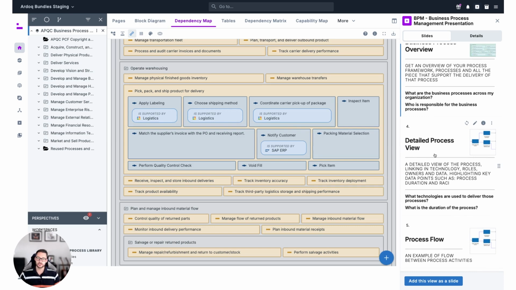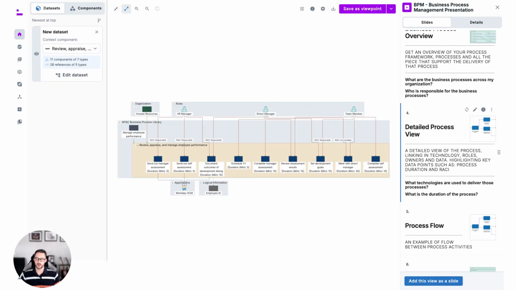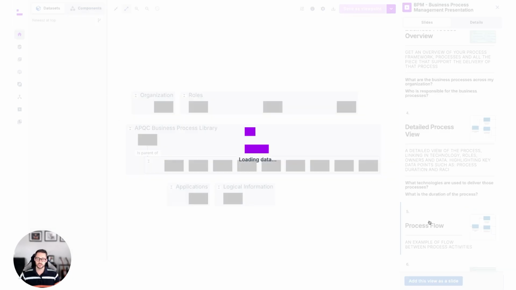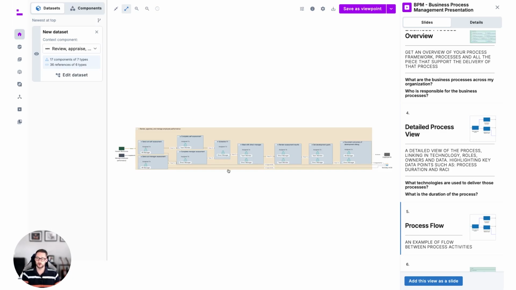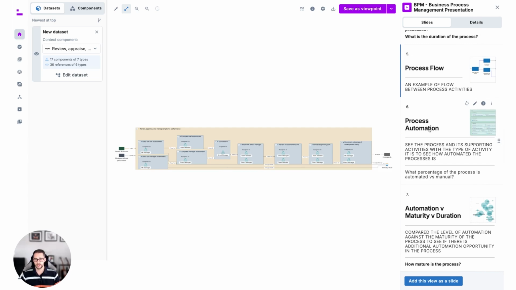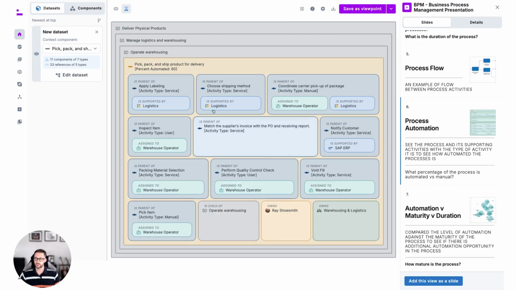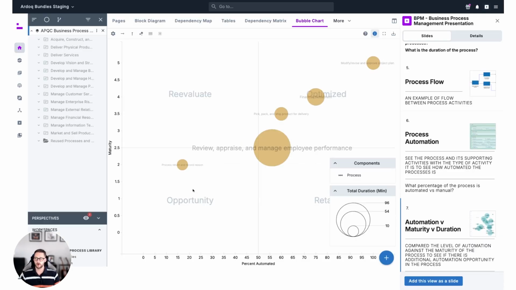We can go deeper and look at a detailed process view, highlighting different process metadata such as duration. We can highlight the data that's being used, the roles participating, and we can even show this in a process flow format. We can also highlight some of the metadata around process automation and articulating which processes are manual processes or process activities versus automated process activities, giving us this percent automated score or value, which we can then use to highlight the percent automated versus the maturity of the process.